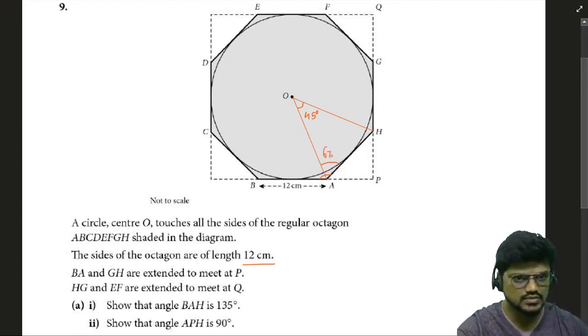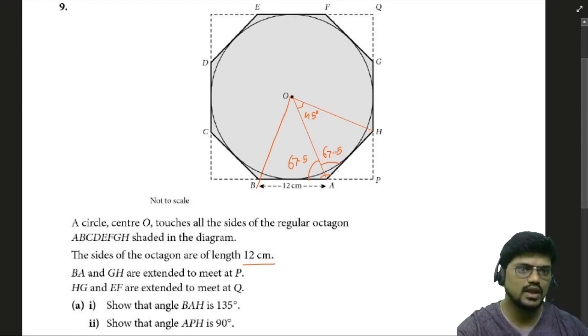67.5. Yeah, that gives you 67.5. Similarly, if you do it for this triangle, over here also you'll get 67.5. So the total angle is 135. Got it?